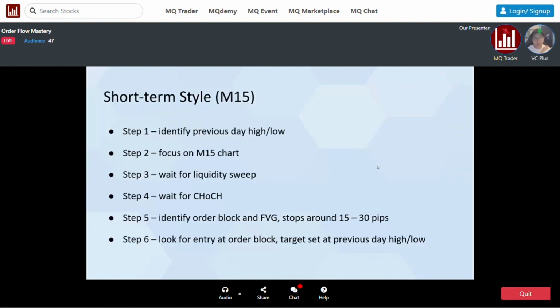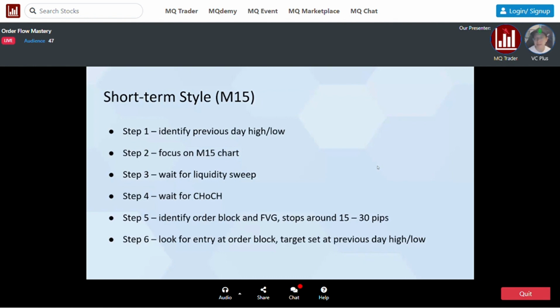Once we understand these few principles, this is where we can start to put things into a strategy itself. Over here, I'm going to share with you three different styles: short-term, intraday, as well as swing. Let's start with the short-term. Short-term is essentially looking at a 15-minute chart.